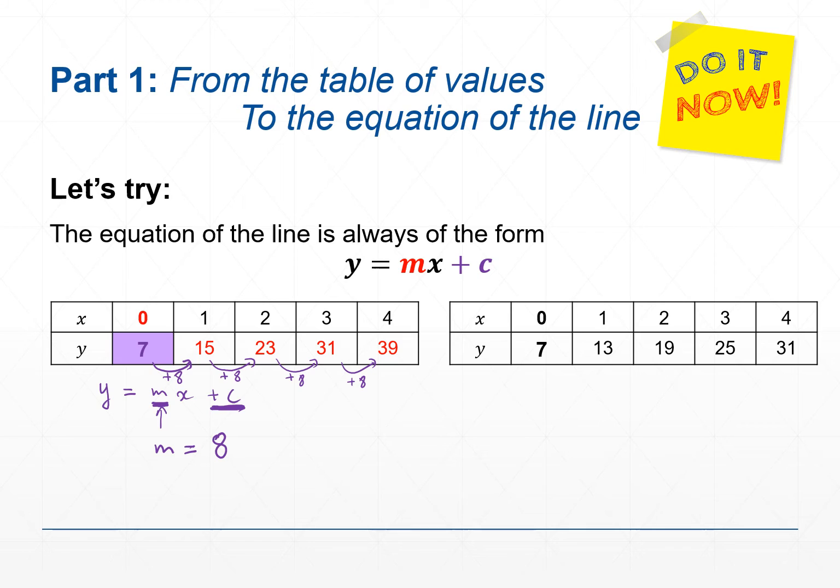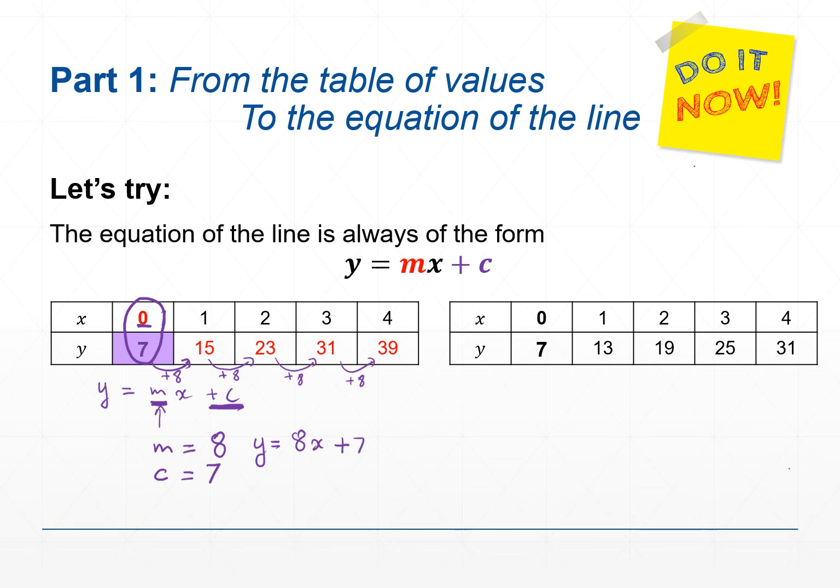Part 2, I need to find the y-intercept. The y-intercept is the value of y when x is 0. So I go in my table and find the column where x is 0. Here it's quite simple, it's the first column. And how much is y when x is 0? 7. So my y-intercept is 7. I now have all the ingredients. My line will be y equals, my gradient is 8, so 8x, the y-intercept is positive 7, add 7. Now it's your turn. Have a go at the one on the right-hand side.